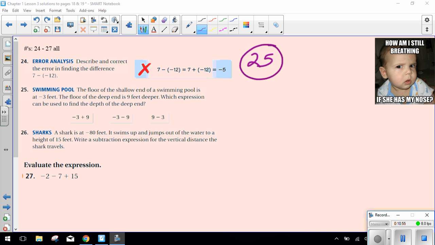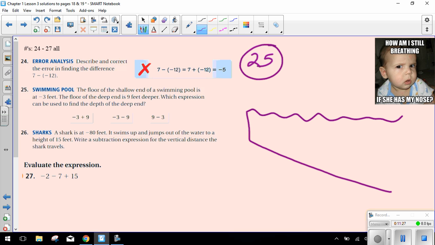Swimming pool. The floor of the shallow end of the swimming pool is at negative 3 feet. The floor at the deep end is at negative 9 feet, or is 9 feet deeper. Which expression can be used to find the depth at the deep end? So let's think about this. Well, I don't like the way that's drawn. So we have a swimming pool that just gets deeper.